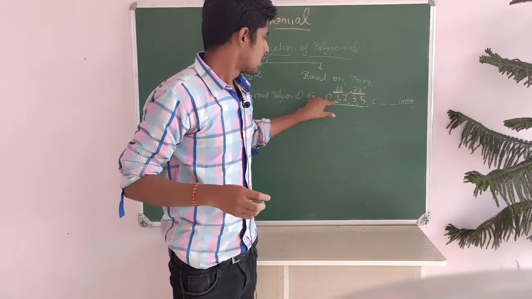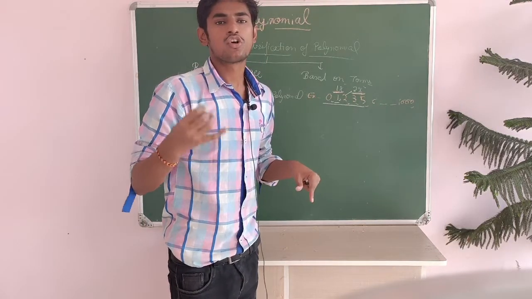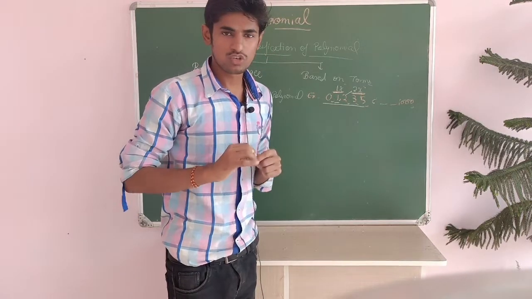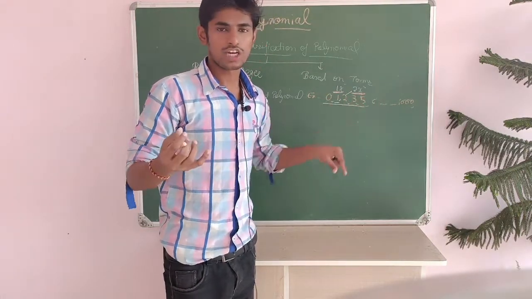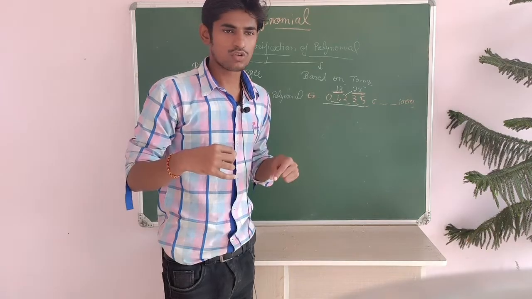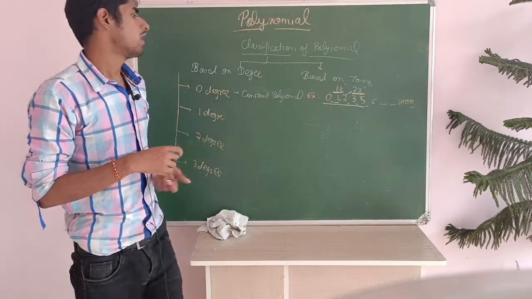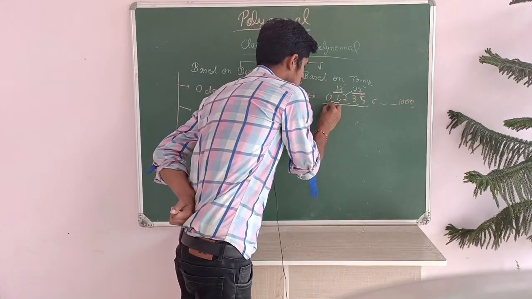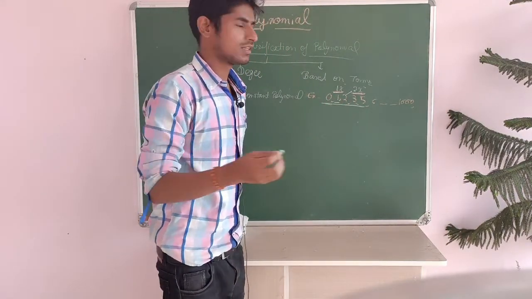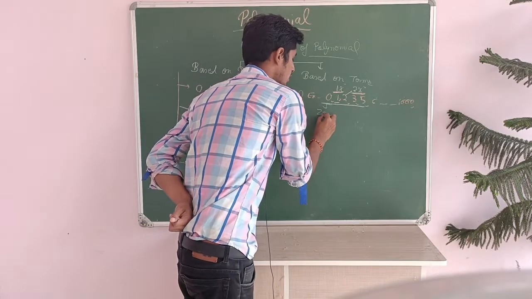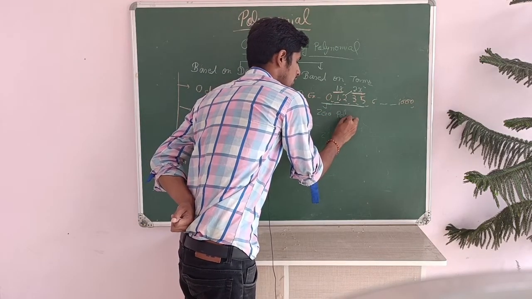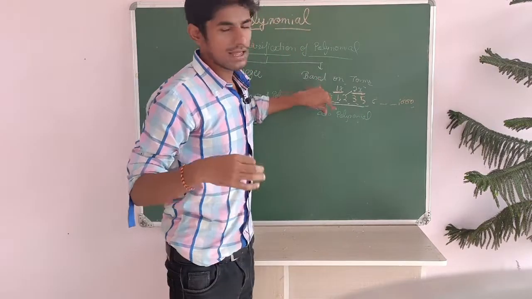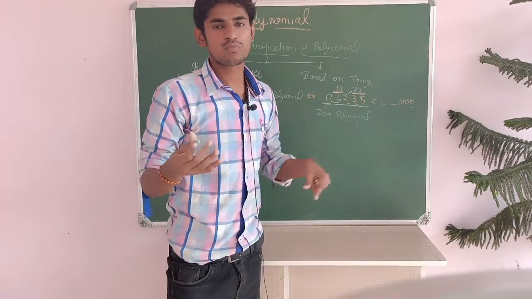So we can say 0, 1, 2, 3 are constant polynomials. The value of the highest power of the variable is 0, the degree is 0, so these are constant polynomials. And for 0 there is a special name: we call 0 the zero polynomial.